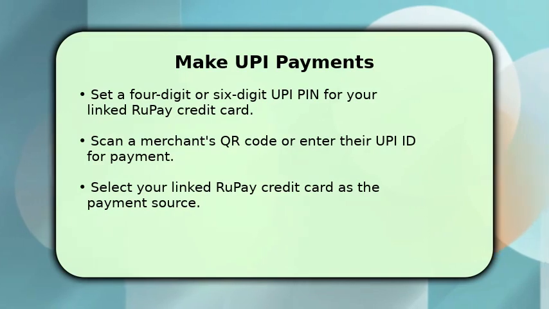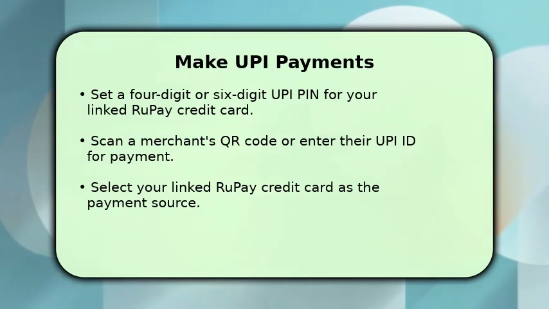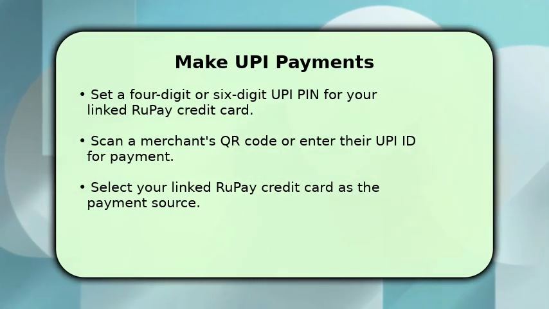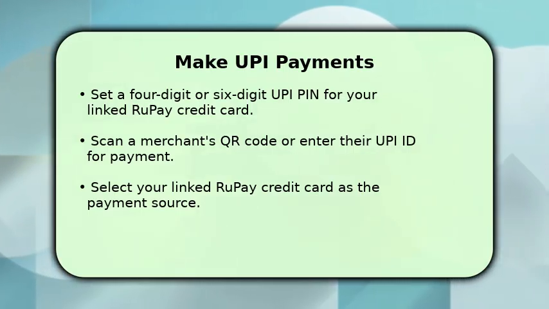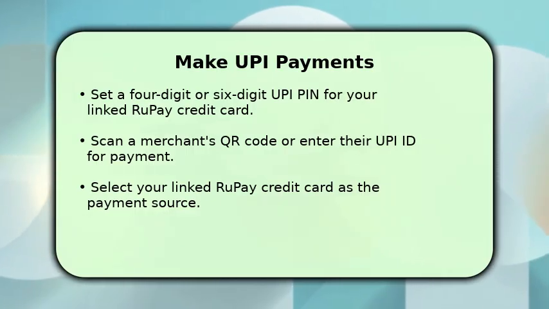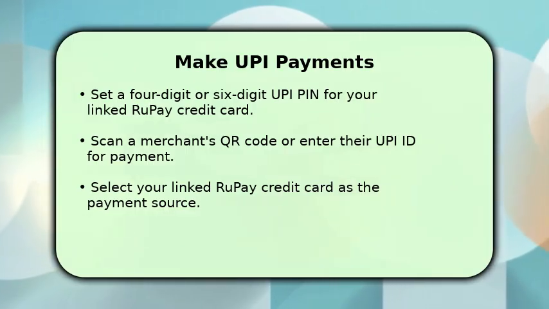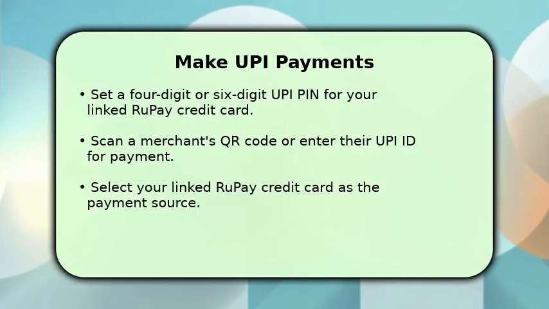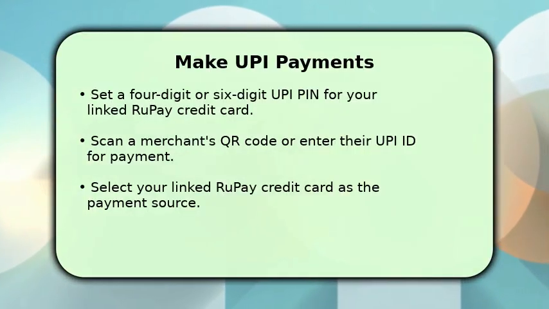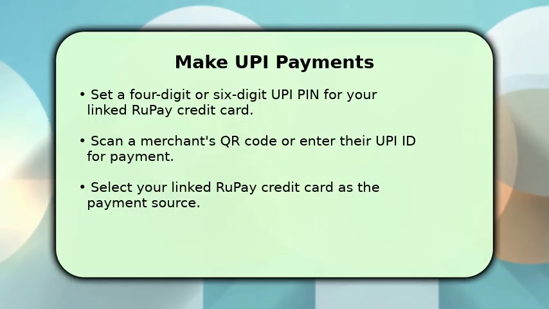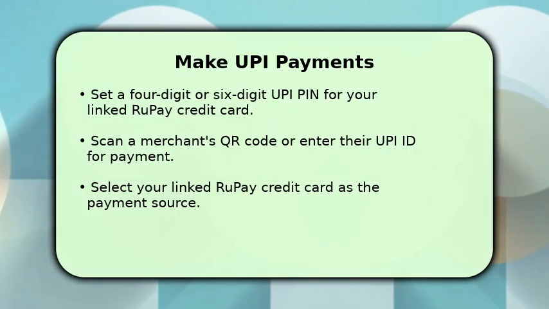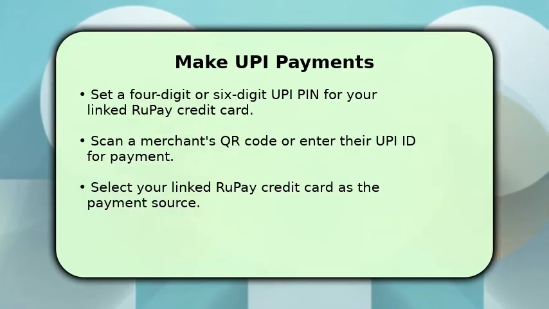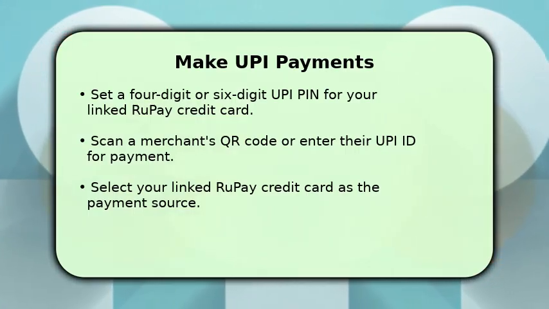After successfully linking your card, you will be prompted to set a secure UPI PIN, which can be 4 or 6 digits. This PIN is crucial for authorizing your transactions. To make a payment, simply scan a merchant's QR code or enter their UPI ID. When prompted, select your newly linked RuPay credit card as your preferred payment method. Enter the desired payment amount, then confirm the transaction using your UPI PIN.